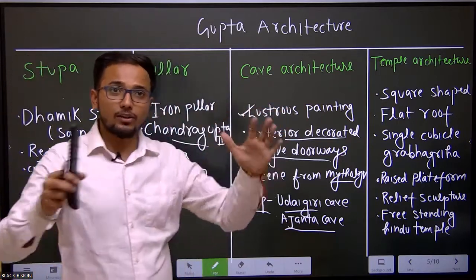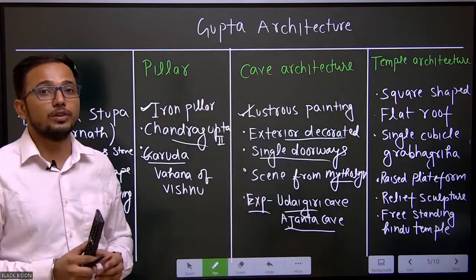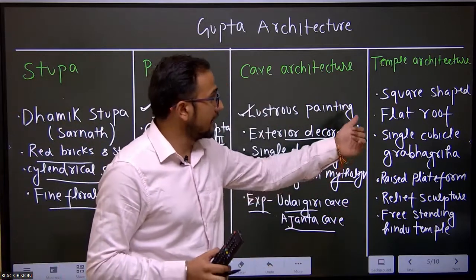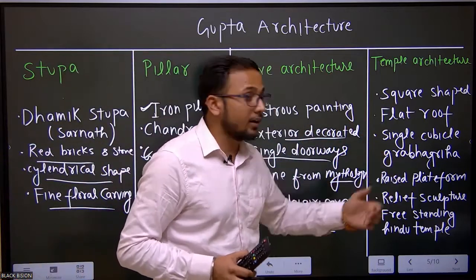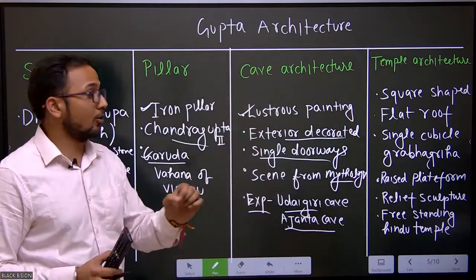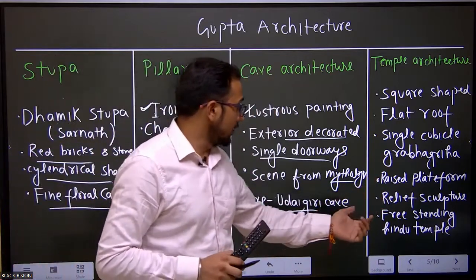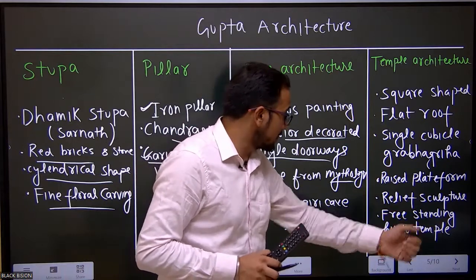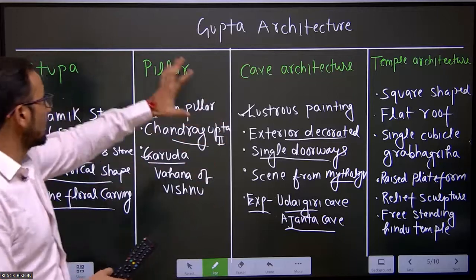If you look at the temple architecture of the Gupta phase, you will notice these features. The temples were square in shape with a flat roof and a single cubical garbhagriha where the main deity was placed. They were built on a raised platform and have elaborate relief sculptures. You will find freestanding Hindu temples in the Gupta age. So this is Gupta architecture.